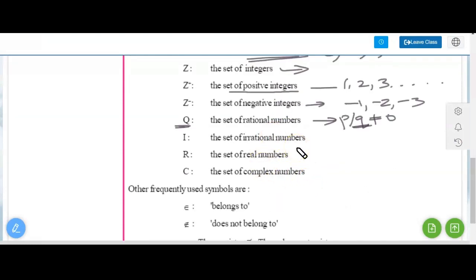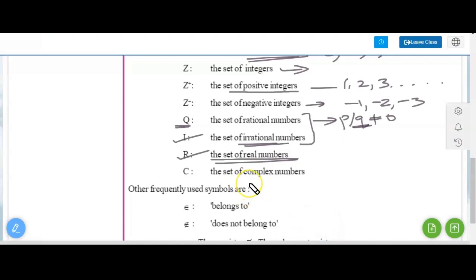Any number which cannot be represented in the form of a rational number is known as an irrational number. Its symbol is I. Next, the real number is represented using the symbol R. A real number is a combination, or union, of both rational as well as irrational numbers.